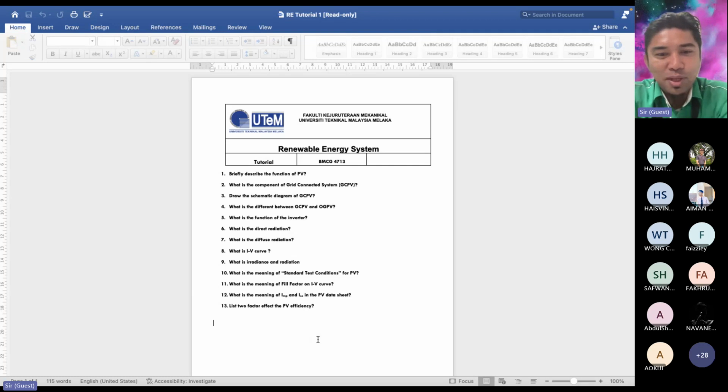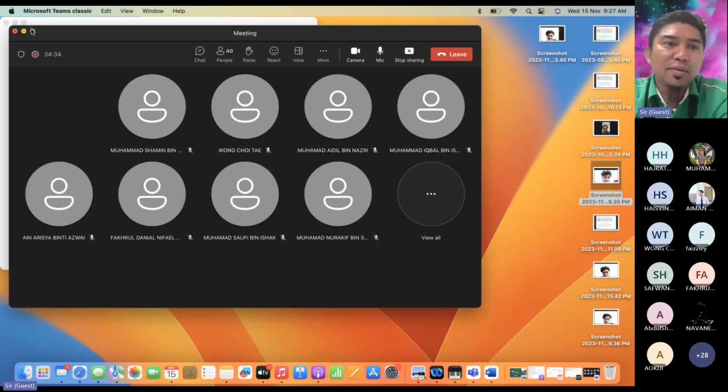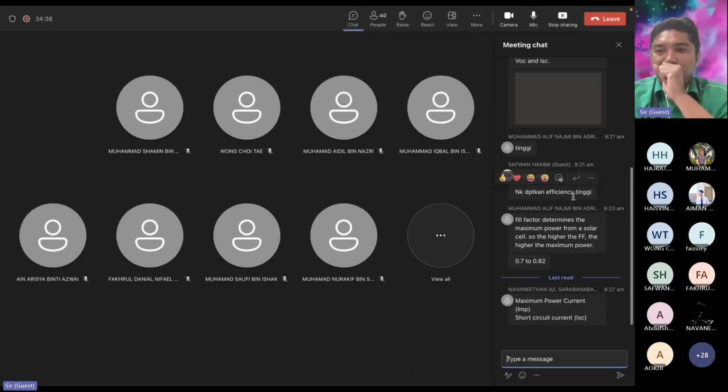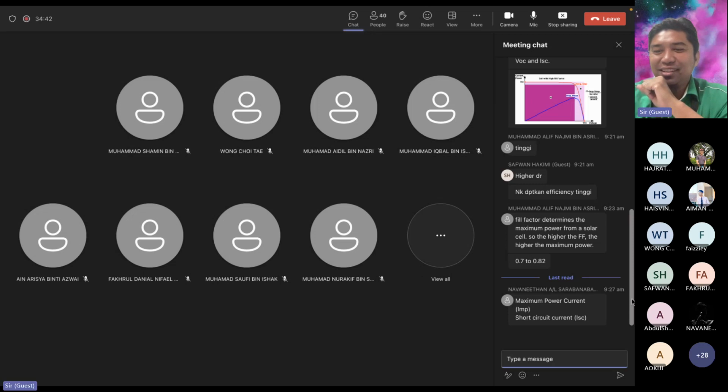Okay, what is the meaning of IMP and ISC in the PV datasheet? Anyone? Okay, so from our friend Navaniden, happy Diwali Navaniden. Based on our friend's answer, maximum power current IMP, and ISC is what? Okay, short current.